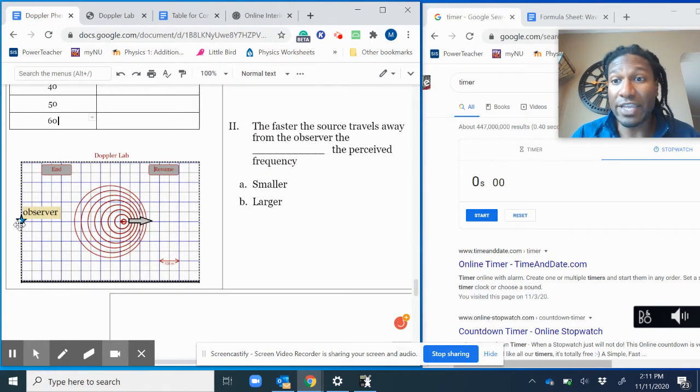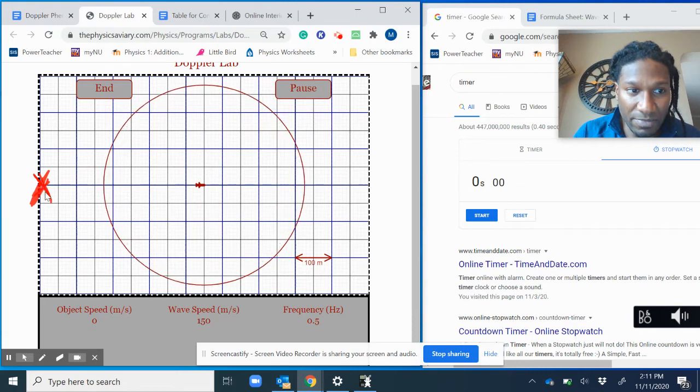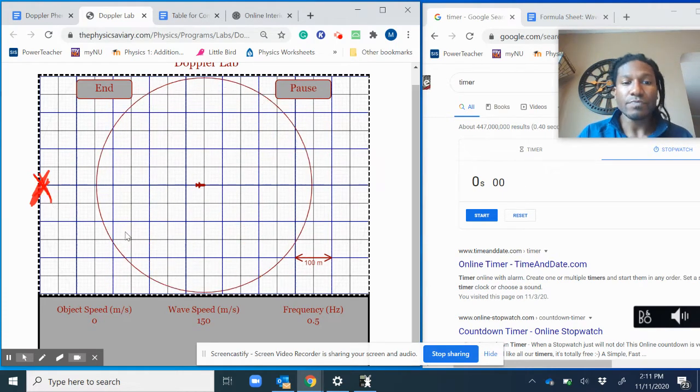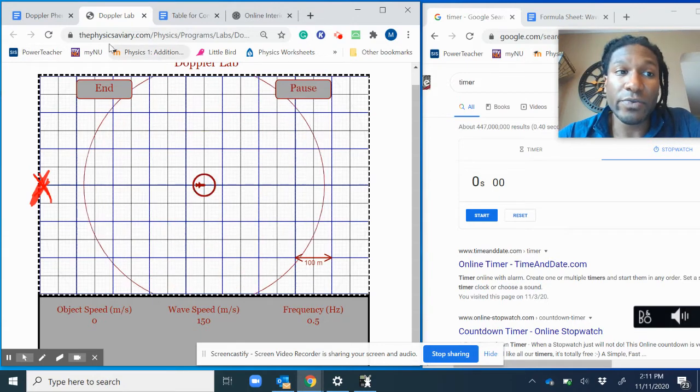That's where the observer is. That's where you are. That's where you're experiencing the waves. So when you make your measurements, this is the spot that you're focusing in on. You're concerned about how long it takes the waves to hit this spot. So if I'm checking it out here, I'm concerned about when it hits the X. Okay. So I'm going to make your first measurements for you.